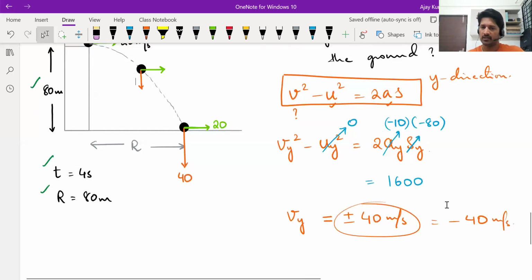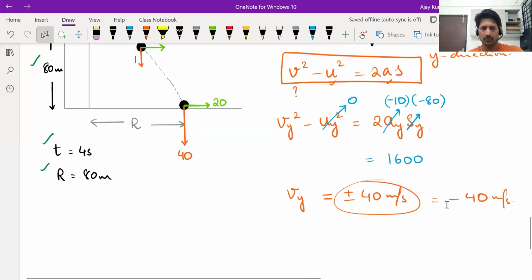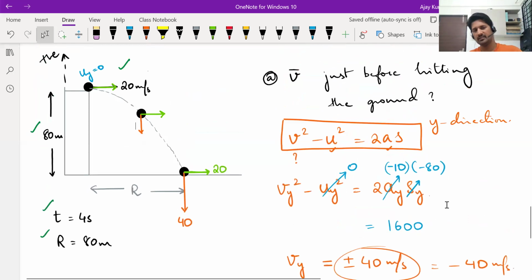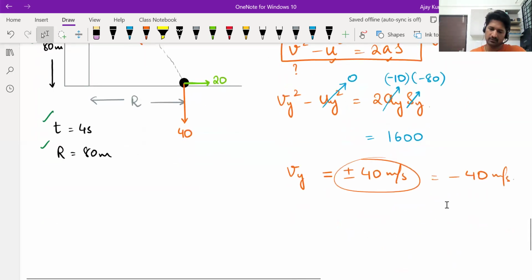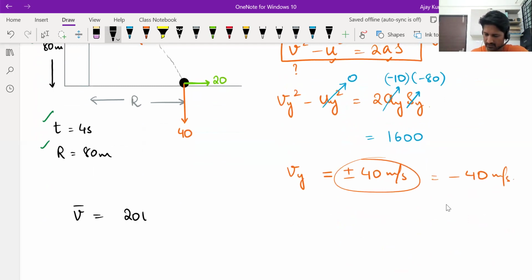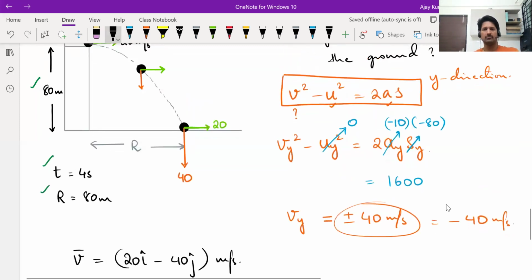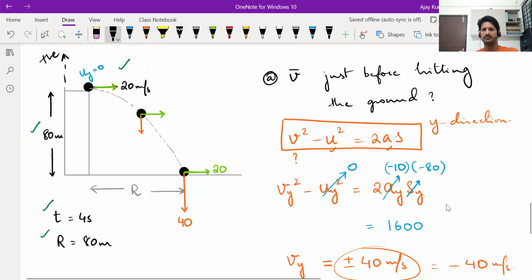So final y component we got and x component we know. Because gravity is in the y direction, x component doesn't change at all. So the final velocity can be written as 20 i cap minus 40 j cap meters per second. Hope this is clear to all of you. If you have any questions, you can ask.